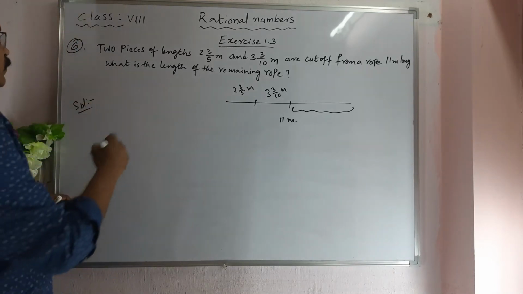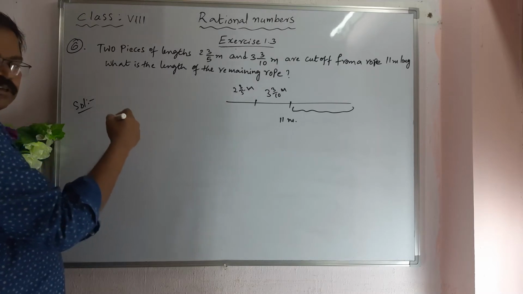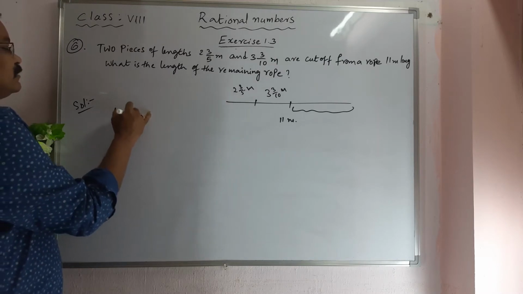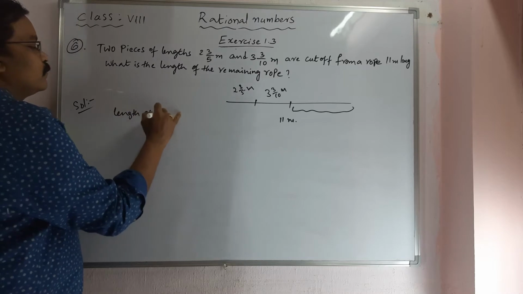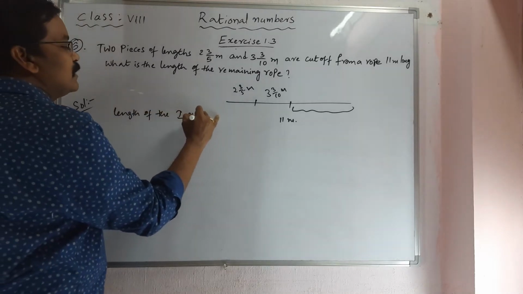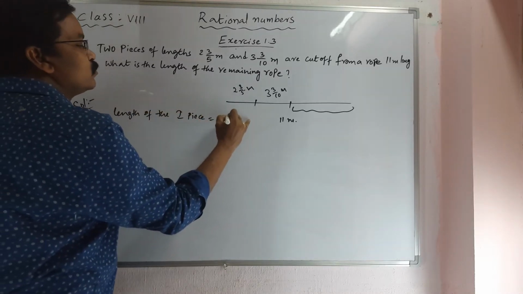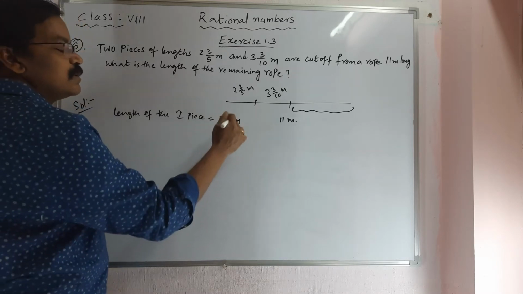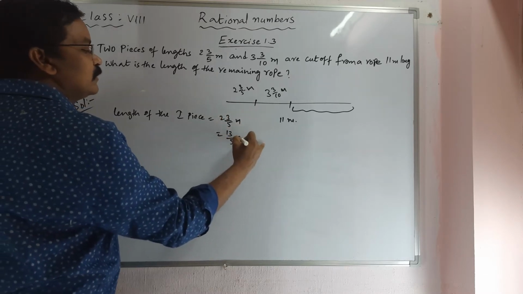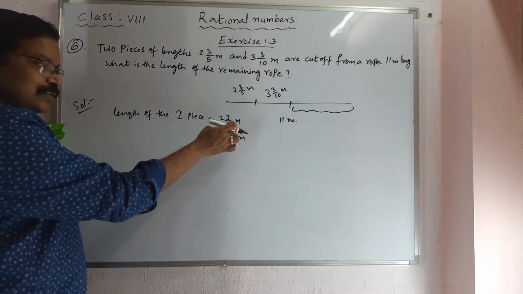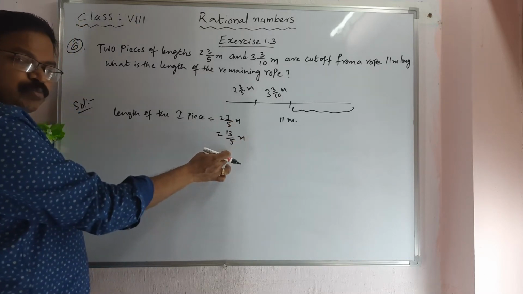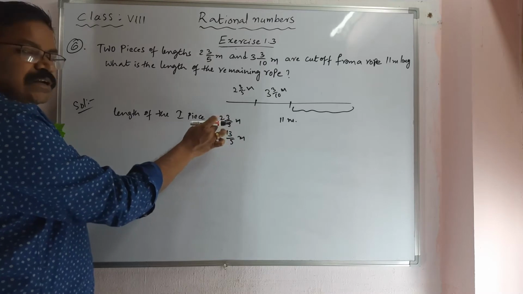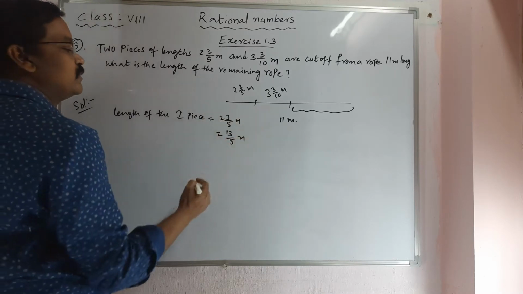Right. So what is the length of the first piece of the rope? 2 3/5 meters. That means 5 2s are 10, 10 plus 3, 13/5. This is a mixed fraction. I changed it into an improper fraction. 5 2s are 10, 10 plus 3, 13/5 meters.